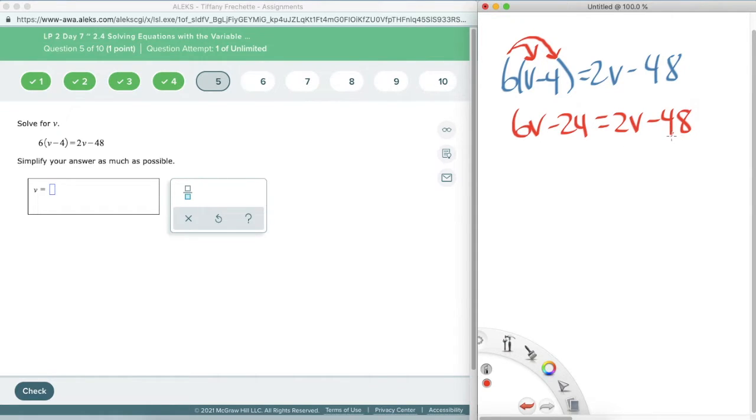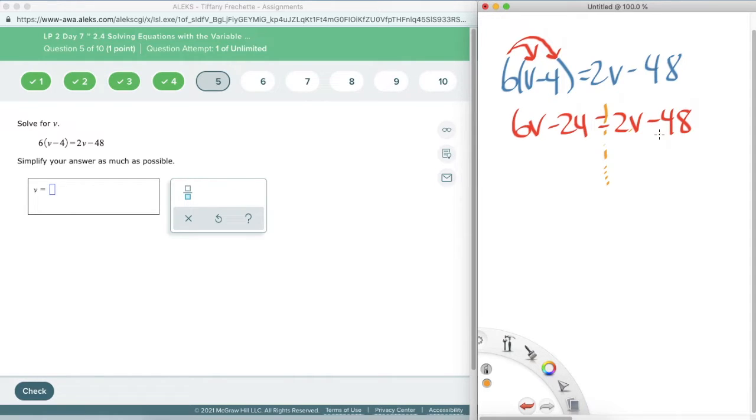And now we don't have any multiplication or division we can actually deal with in simplification. We don't have any addition or subtraction we can deal with in simplification. So we're going to move to solving. I have a variable on both sides of the equation here. 6v and 2v, they're on opposite sides. And I also have negative 24 and negative 48 on opposite sides of the equal sign. So again, when we get to this situation, we just have to choose something to start moving. It just needs to be one of the 4 pieces in the equation.